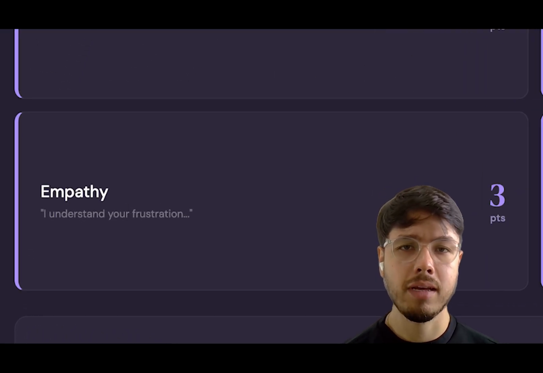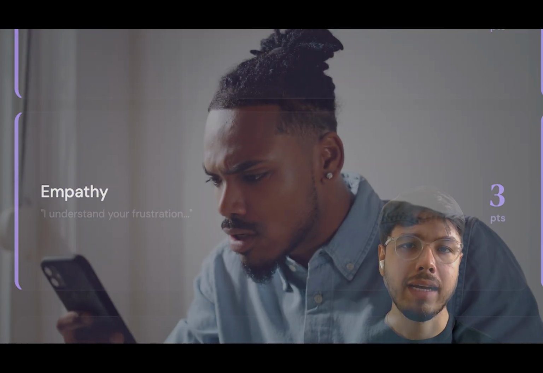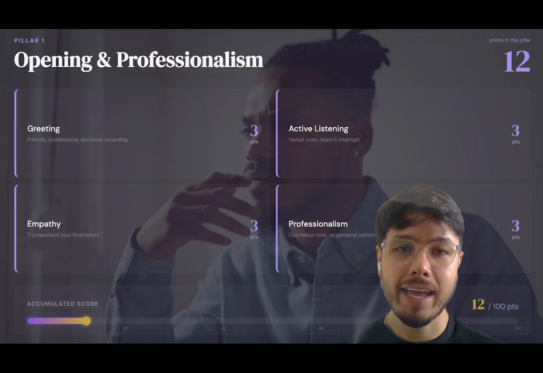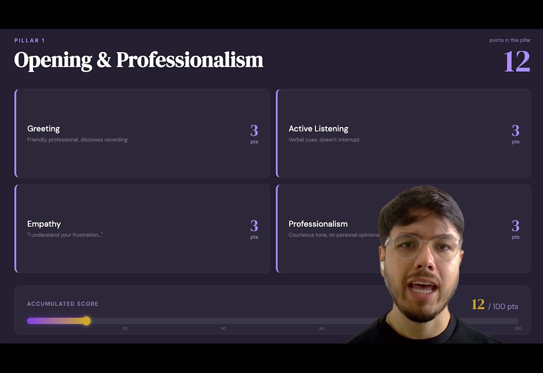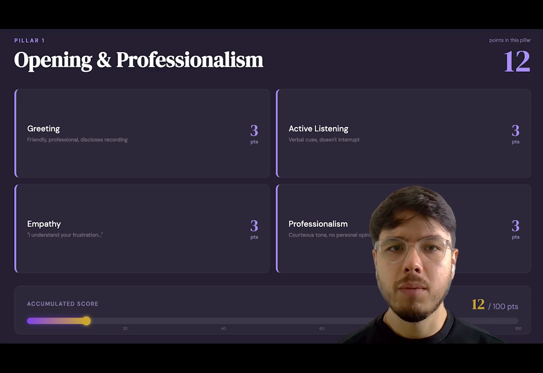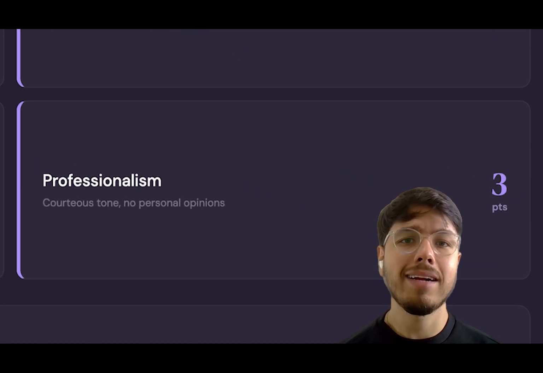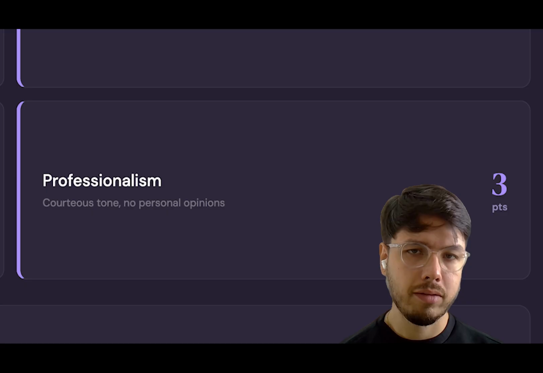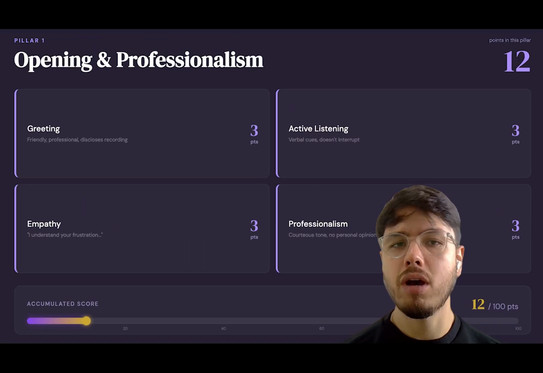Item number 3, empathy. I understand your frustration. It sounds like you're having trouble with X. Empathetic language. 3 more points. Empathy builds trust, and trust builds resolution. Item number 4, professionalism. Courteous tone, clear and concise language, no personal opinions. 3 more points. Total for this pillar is 12 points.